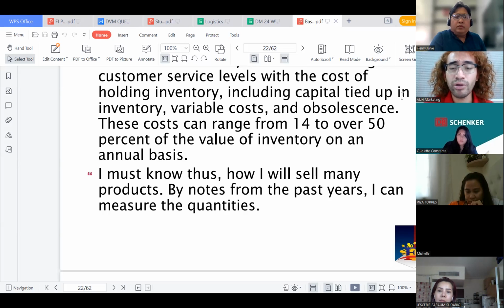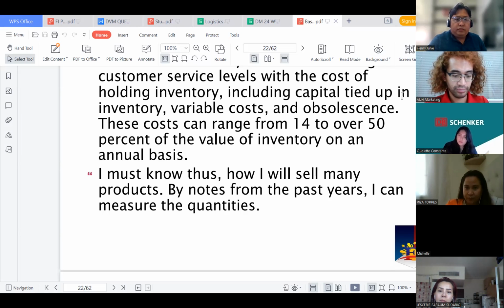Colette, anong ginagamit nyo for inventory? SAP? For the warehouse, we have SAP. Yes. May budget kasi mahal ang SAP. Company. Direct. Riza, kayo? SAP din po. SAP, yes. What about you, Henry? Anong ginagamit niyo dyan? For inventory or any system? Anong system na ginagamit niyo? Sa amin, Oracle. Oracle, yes.